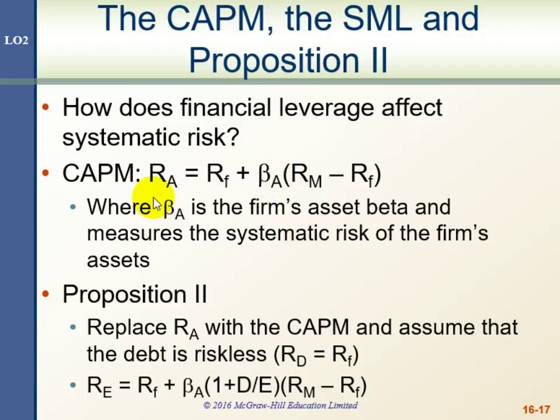So we can go from the capital asset pricing model as it applies to the assets of the firm, and through Proposition 2, we can look at the return on equity and how it's related to the beta of the asset and the amount of debt in the capital structure, so the amount of leverage. So if we replaced RA with the capital asset pricing model, assuming the debt is riskless, that assumption really doesn't make any difference because we're looking from the perspective of the shareholders. So we're interested in the financial risk to the shareholders.